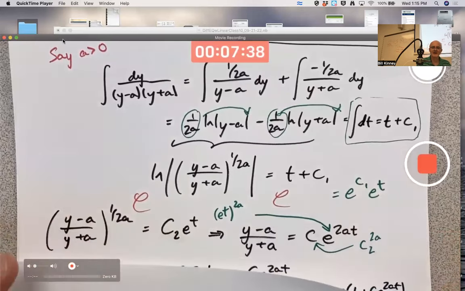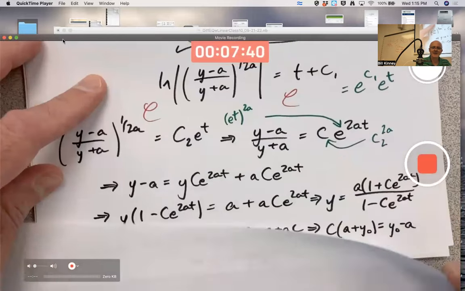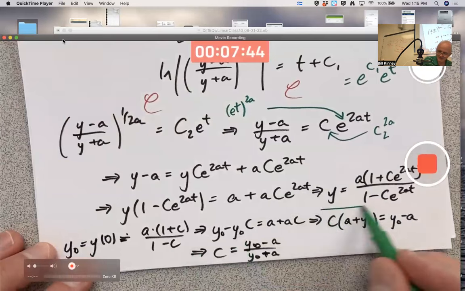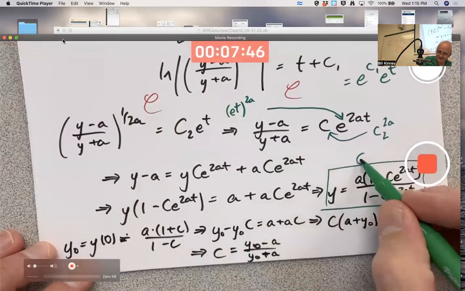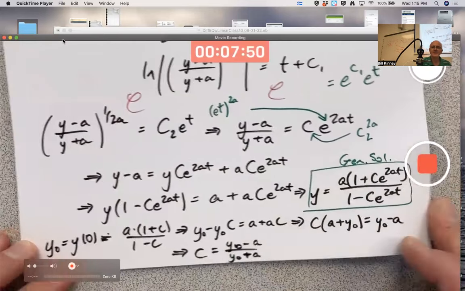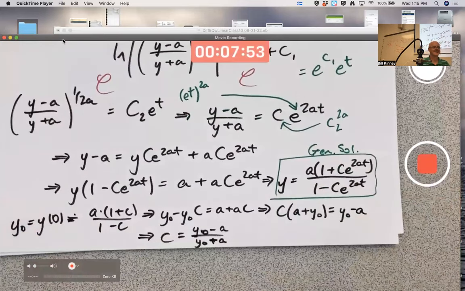Now solve for y. Here are the details. There's solve for y. There's a general solution right there. You got that? If you got that, good. You've made it most of the way.